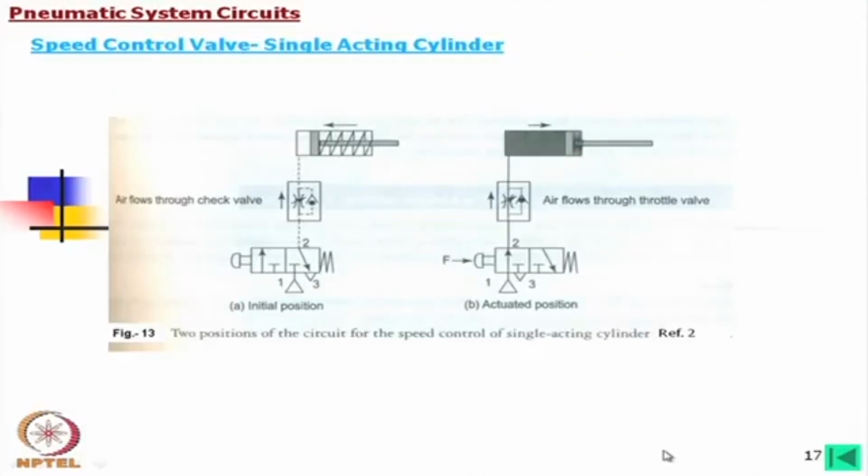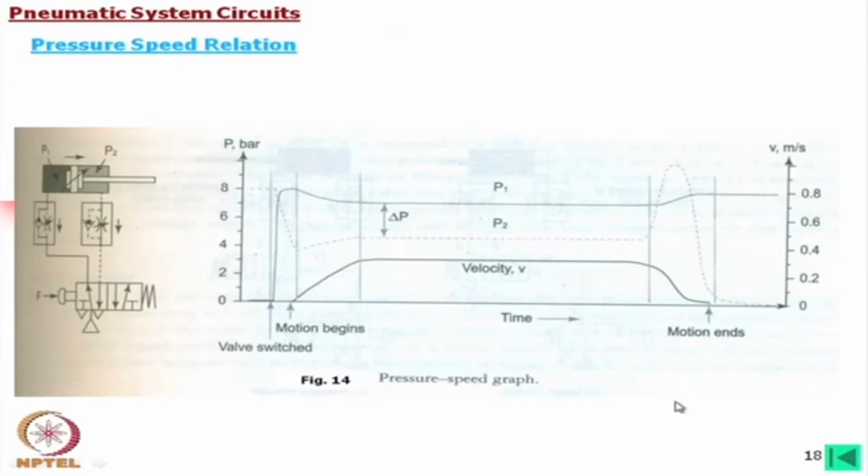Now, this is a two-position circuit for speed control of a single acting cylinder. We have already discussed this. It is shown again in this form, with the two different positions. If we look into such operations, we must always keep in mind that this is a compressible fluid. At the beginning and at the ends, neither constant speed is possible nor is the full pressure achieved, in other words, not the desired pressure. So the actual operating range might be from here to here.